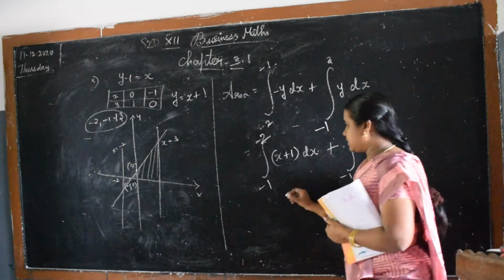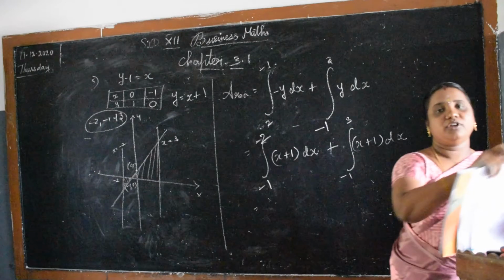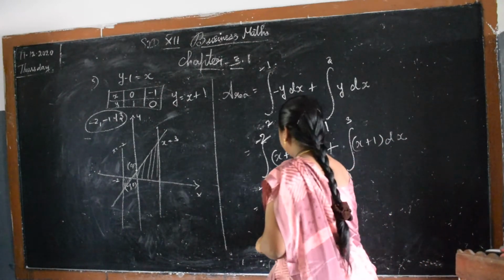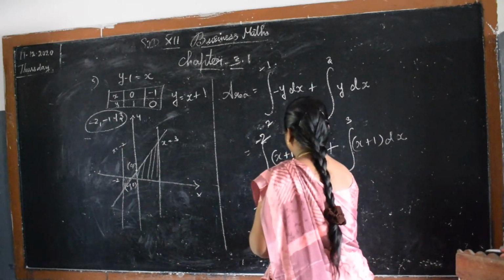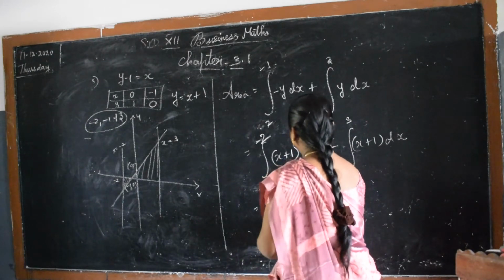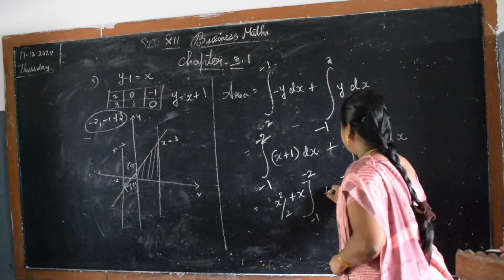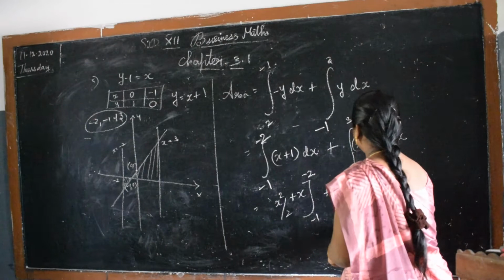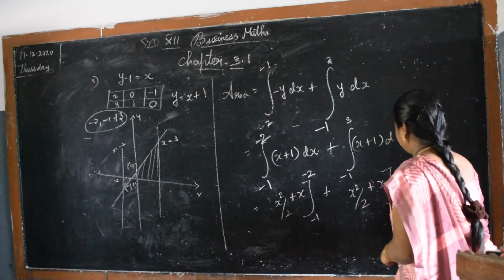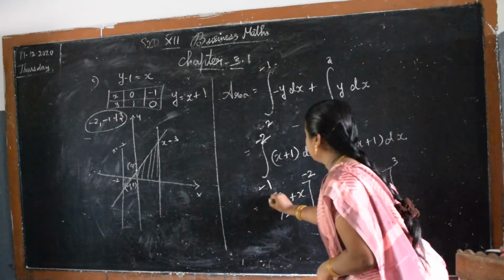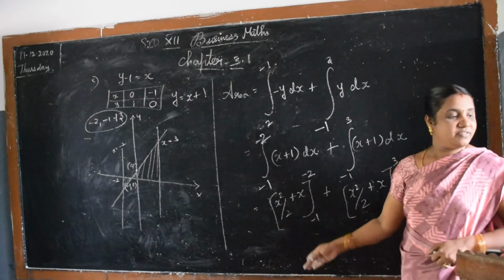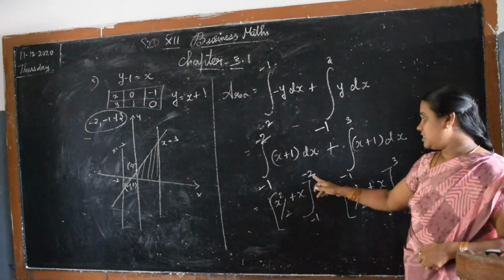Now integrate this. So integrate panina enna varum? You will get x square by 2 plus x. Our limit is minus 1 to minus 2. Plus here also x square by 2 plus x, minus 1 to 3. Now you substitute the value. First substitute upper limit here. What is our upper limit?